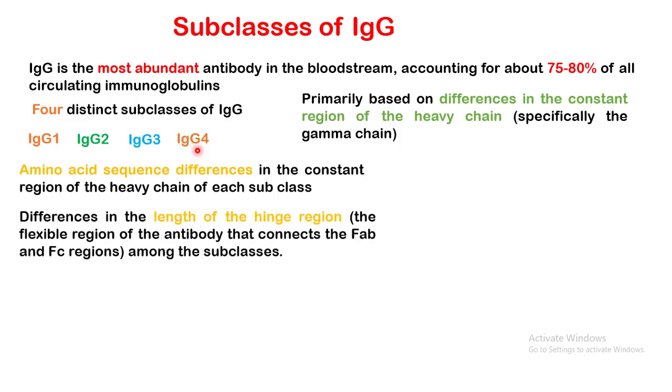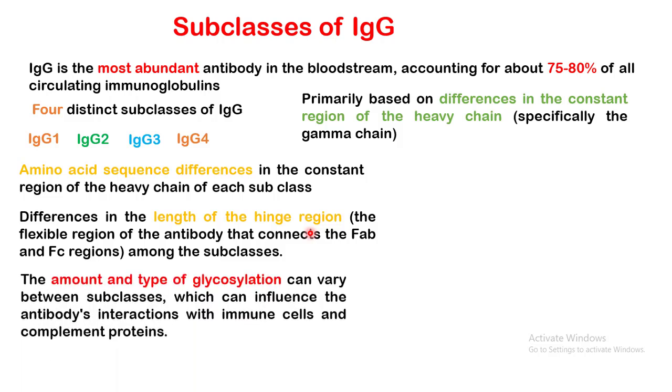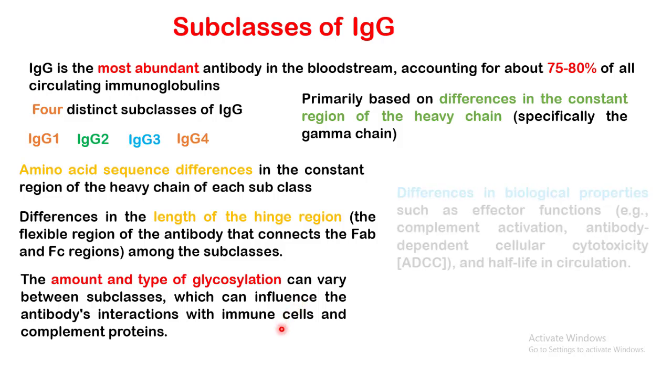So this is one way you can look at the differences in the constant region of the heavy chains. Secondly, there are differences in the length of the hinge region, which is the flexible region of the antibody that connects the FAB and the FC region, among the different subclasses. Another important difference is the amount and the type of glycosylation. You are going to see that vary between the different subclasses, and this amount and type of glycosylation influences the antibody interaction with the immune cells and the complement proteins.